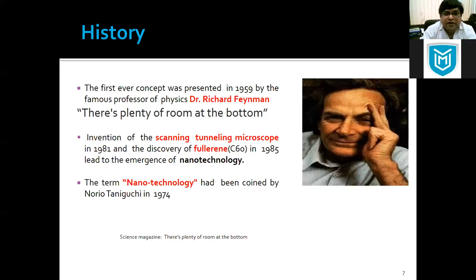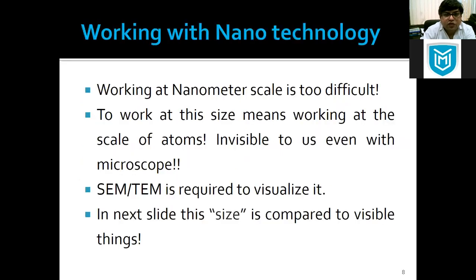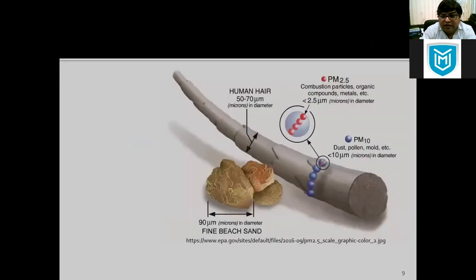And it's very surprising that this technology was invoked, I think, way back 80 years, where there were the roots. And this gentleman, Richard Feynman, then wrote that there is plenty of room at the bottom. It means there is a huge scope of nanotechnology in future. So the scanning tunneling microscope and other things were invented in 1981, probably that is my birth year. And nanotechnology was coined by Norio Taniguchi in 1974. So working at nanometer scale is very difficult. And to work at this size, we require very sophisticated instruments, scanning electron microscope, tunneling electron microscope. So in the next slide, we'll compare.